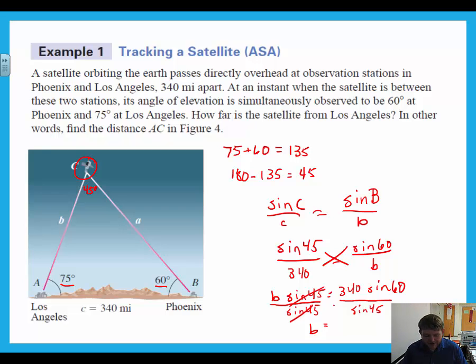And I can type this in. So if I type in 340, first of all, we're in degrees, so make sure you're in degree mode. So 340 sine of 60 divided by sine of 45. And what we're going to get is that B is 416.41. And what were we in? We were in miles. So this is miles. And that's nice because we don't have a right triangle, but yet we're able to find that.